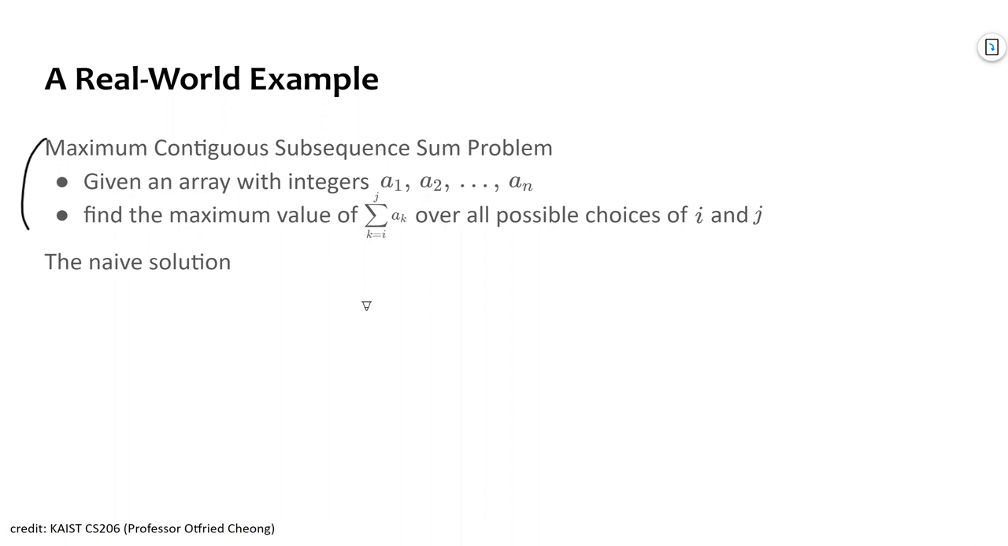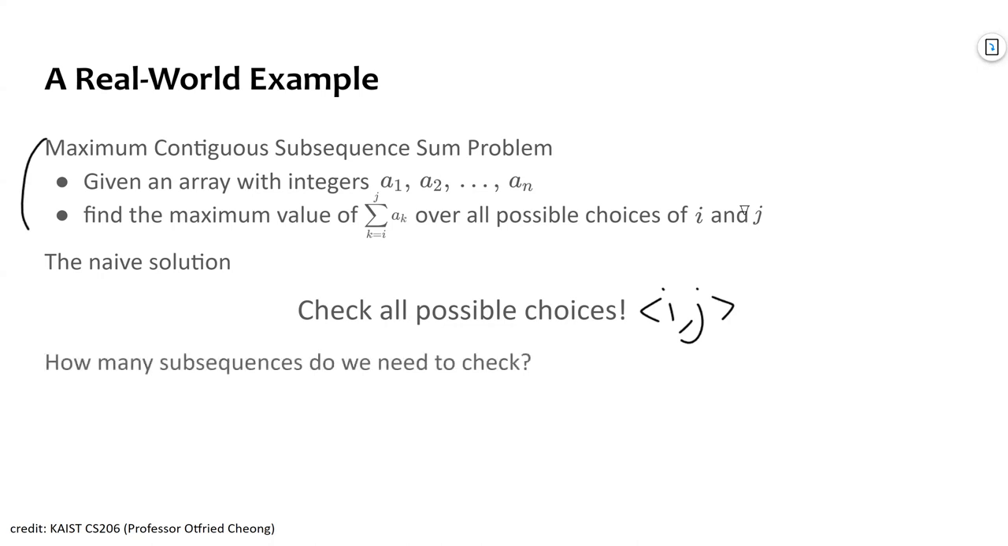And we can come up with a naive solution. That is, you just naively check all possible choices of i and j. So we check all combinations of i and j and evaluate the subsequence sum. And among all those possible choices, we choose the maximum value. And how many subsequences do we need to check? How many subsequences are there?